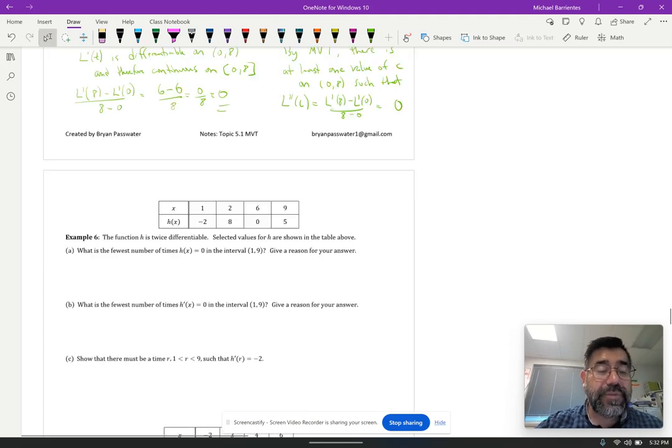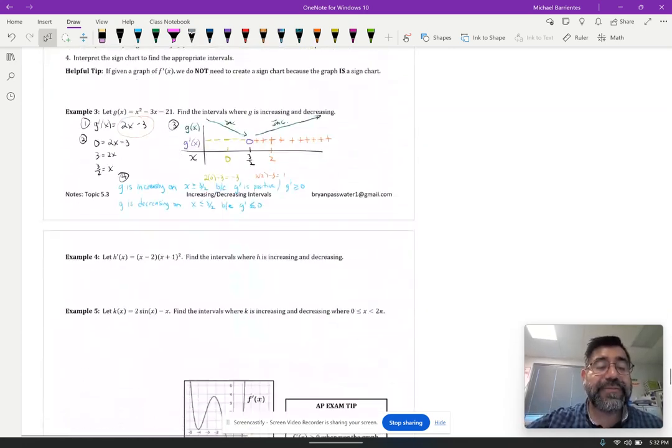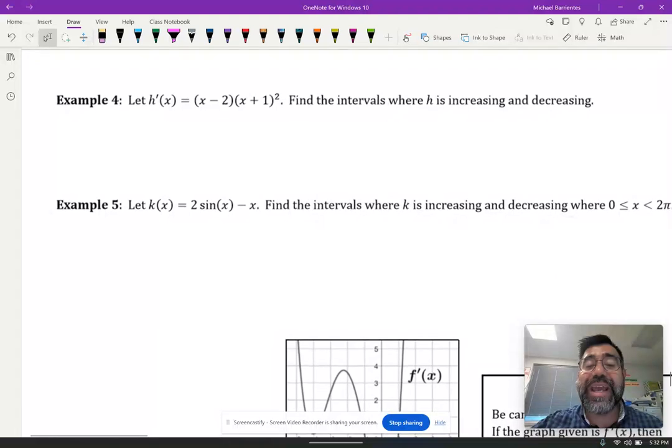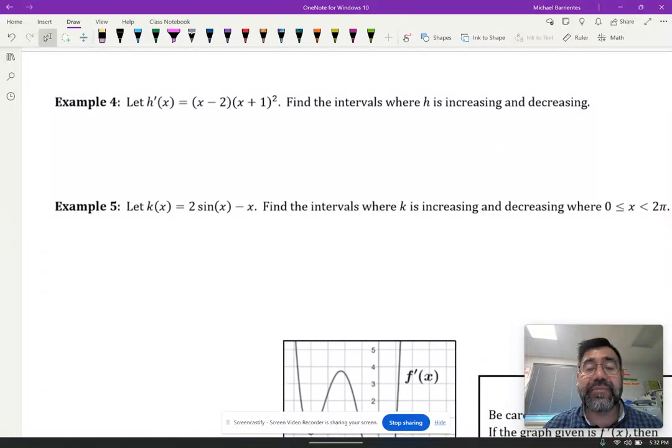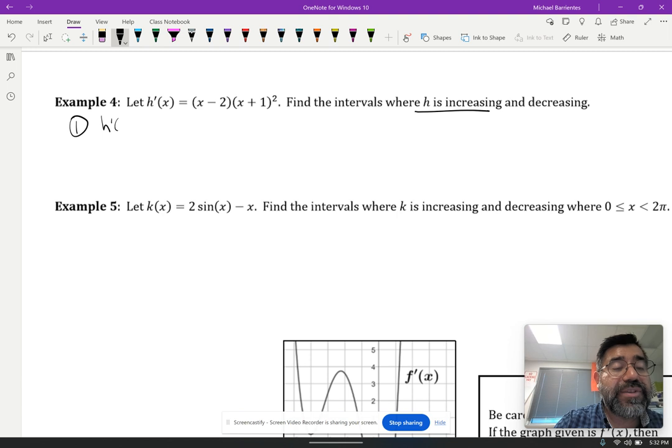Find the intervals where h is increasing and decreasing. Okay. So step 1, I'm supposed to find the derivative of h. Oh, the derivative of h is already given to me. I don't have to find a derivative. That is awesome.